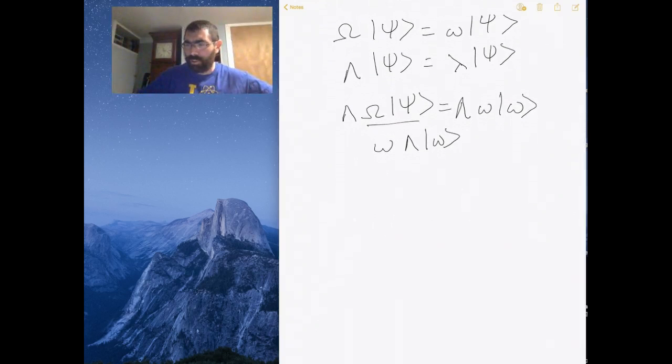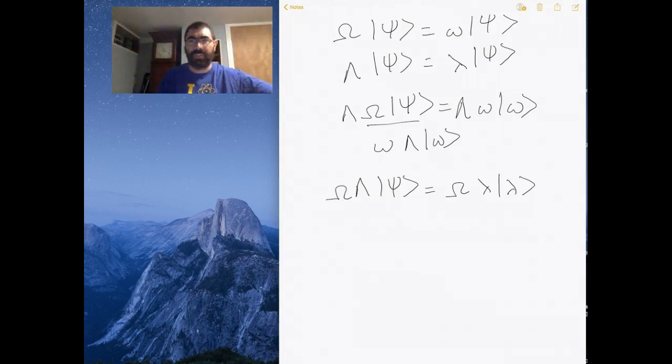If I do that in reverse, so let's say I operate first with the operator lambda, and then second with the operator omega, then I get the eigenvalue lambda, and I'm now in the state lambda. The eigenvalue lambda, you can pull that out front, it's just a number, and then we have omega operating on the state lambda.